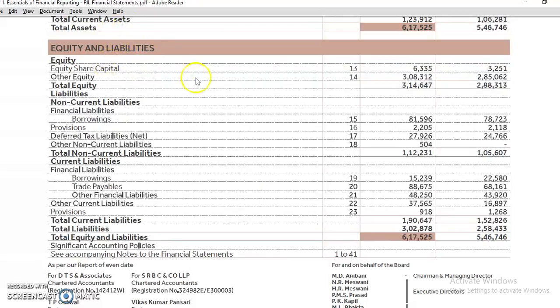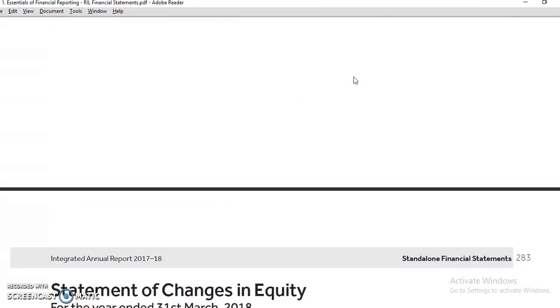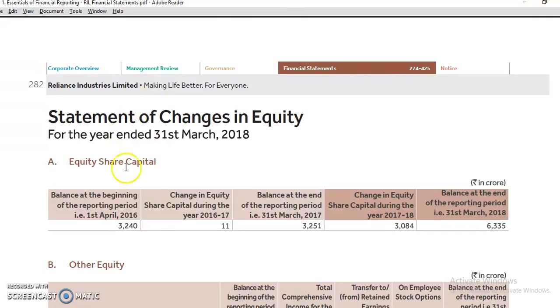Now, equity share capital is pretty easy to see, because it's the investment that the owners have made, or the money the shareholders own. Other equity, and here let's go to the schedules as well, so that we can see in detail what those are. Okay, here. So equity share capital, this is the statement of changes in equity. It is basically the same as the schedules that we are going to see in a bit.